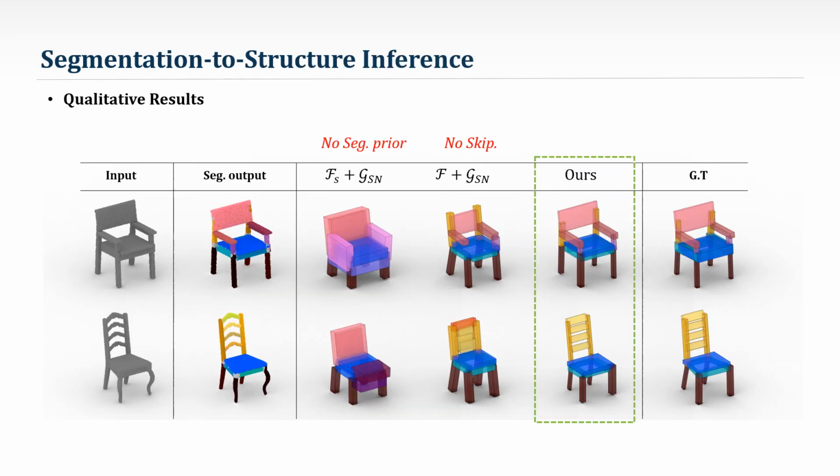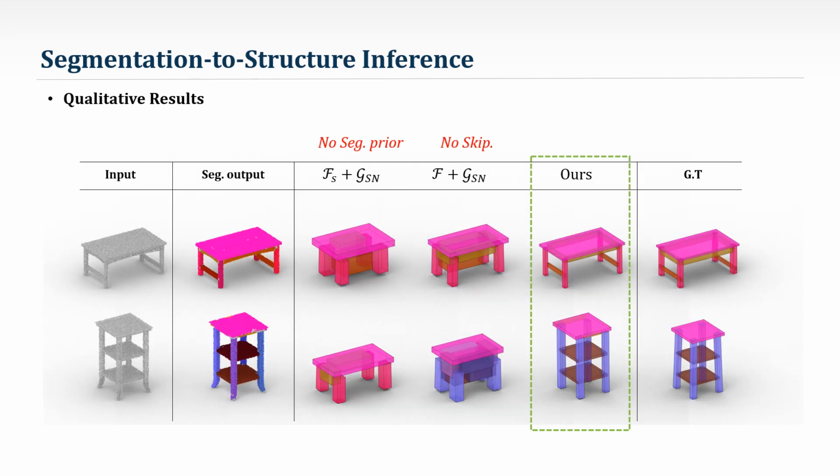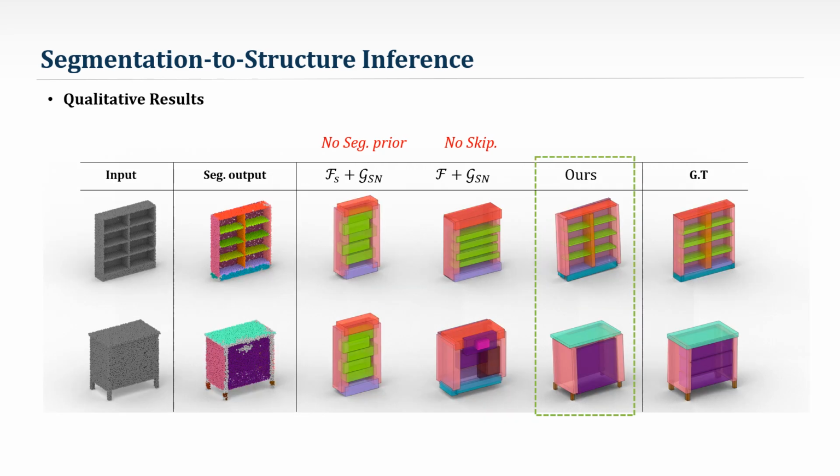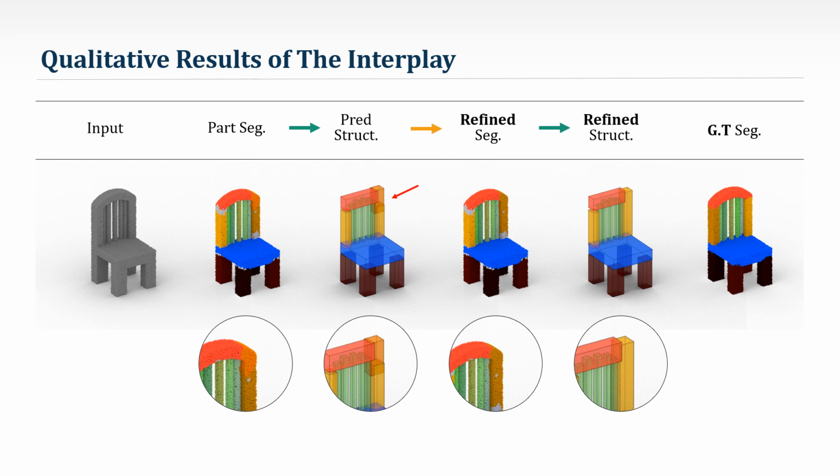In qualitative evaluations on structure inference, ours clearly outperforms the other baselines as follows. We also illustrate the qualitative results of our proposed interplay between part segmentation and structure as follows. Please note that the red arrow points to the confusion of part boundaries.